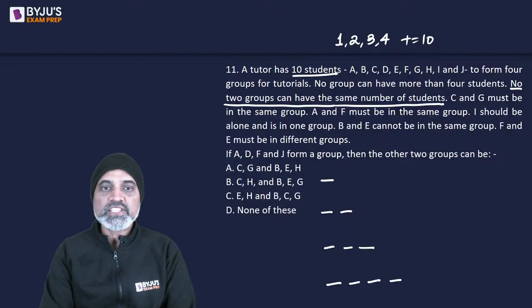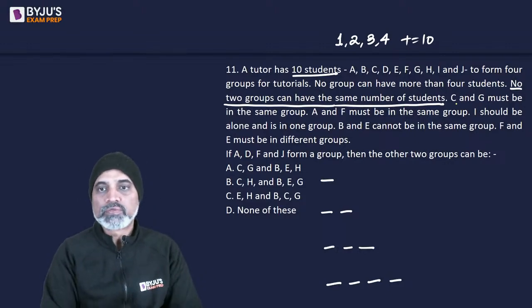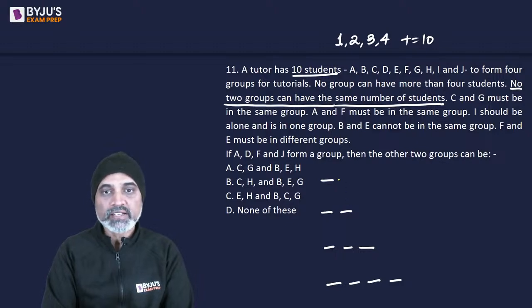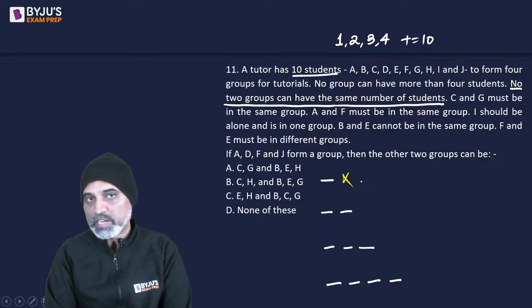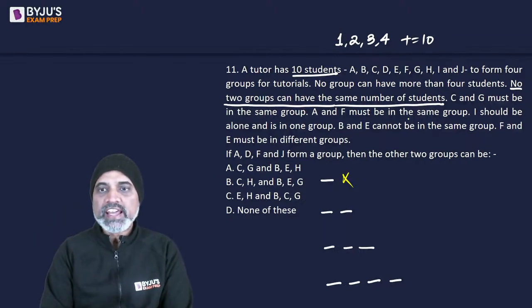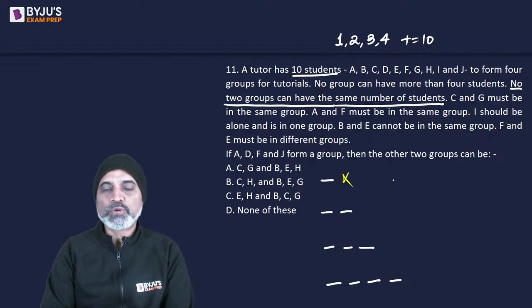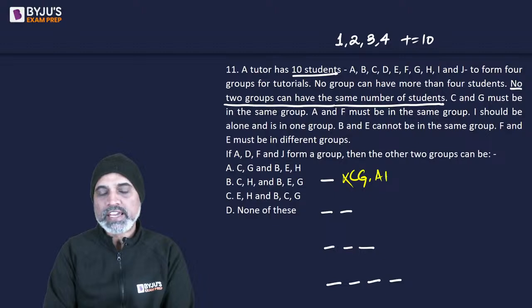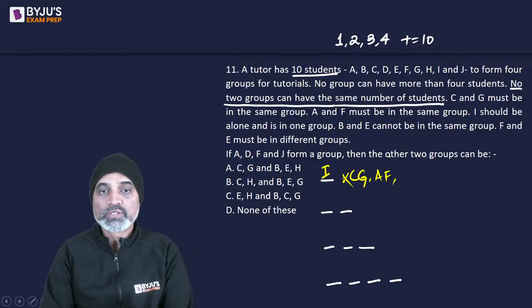Now it says C and G must be in the same group. So definitely C and G cannot be here. It cannot be here, right? It cannot be in the first group, as in the group containing only 1 student. A and F must be in the same group. So C and G cannot be here. A and F cannot be here. I should be alone and is in one group. So this is where I goes. Okay.